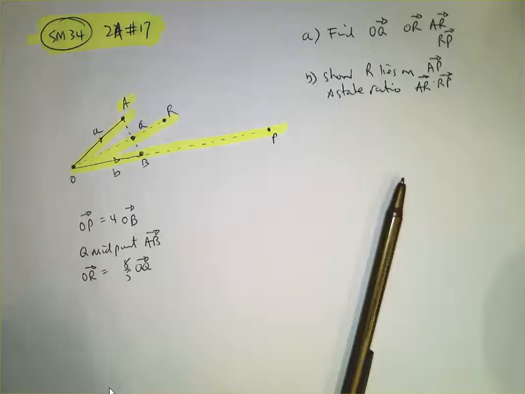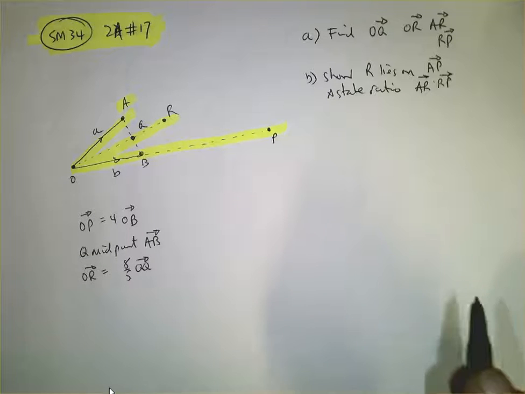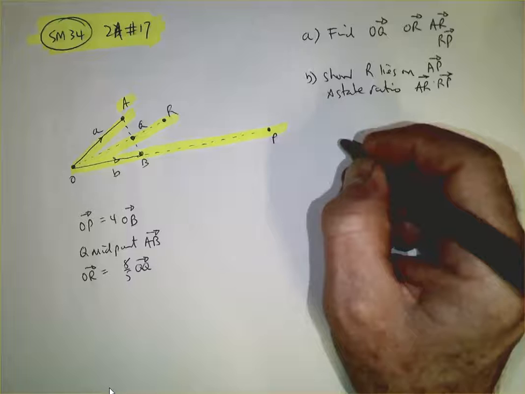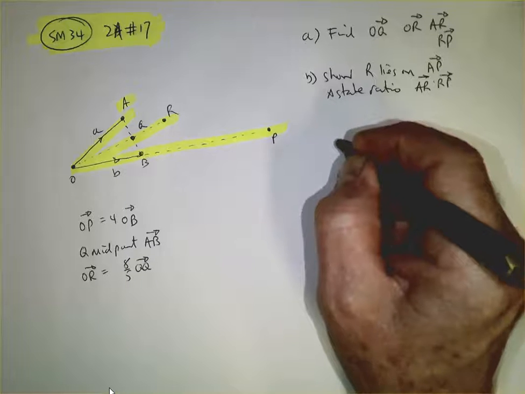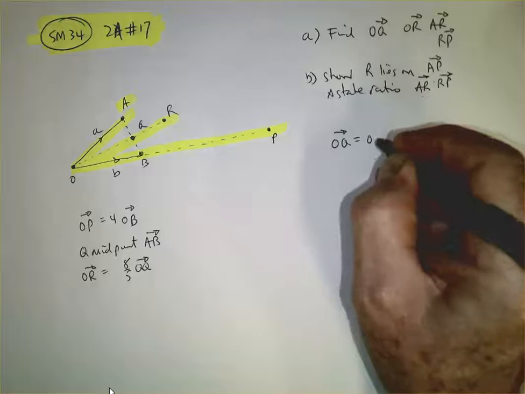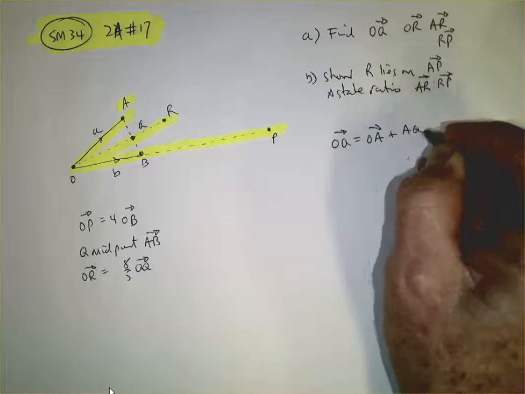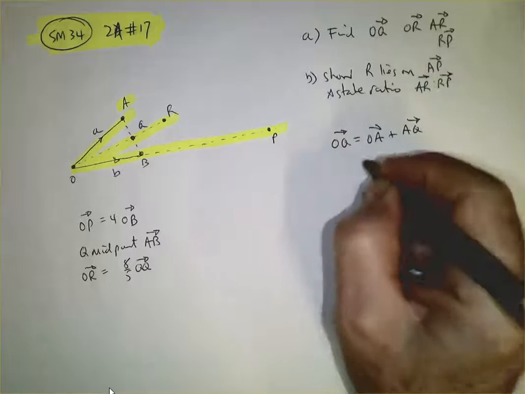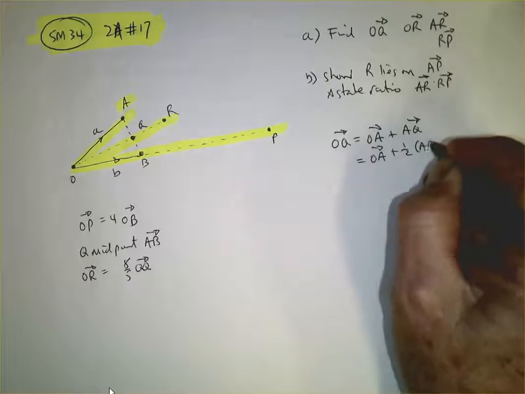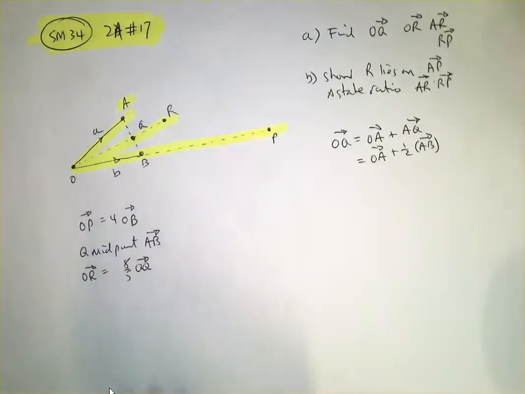Okay, part A, find O to Q, O to R, A to R, and R to P in terms of A and B. So, O to Q is O to A plus A to Q, which is going to be O to A plus a half A to B, because Q is the midpoint from A to B.